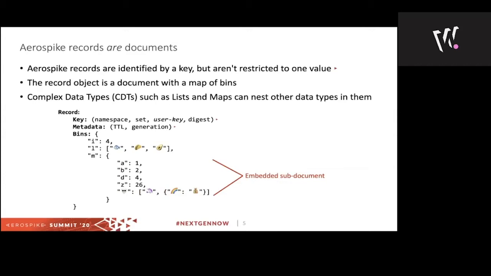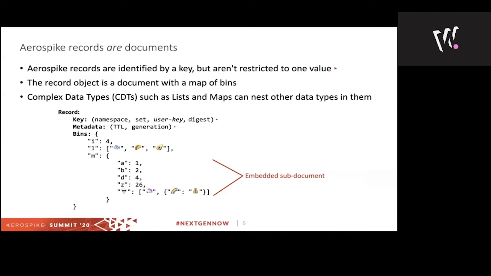So Aerospike records really are actually documents. They're identified by a key, but they're not restricted to one value. Even though you can use Aerospike in a key value mode, and in the past people have, there's a lot of older use of Aerospike where people will just take a blob that is like compressed protobuf and store it in Aerospike and just use get and put operations. Maybe they'll have a counter, like an integer bin, and do the atomic increment operation on it, but that's about it. So that's kind of the old school way to use Aerospike.